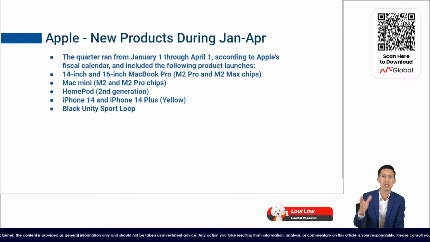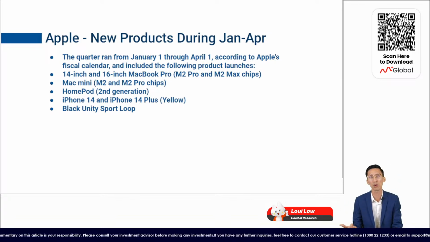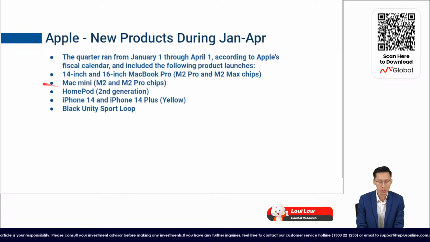So going into all these phases of smart automation, smart home kind of devices, I think Apple has one of the best automation products, or what I can say here is that to build your smart home automation devices, I think Apple has a very good ecosystem to do that. Okay, so you can use HomePod, you can use Apple iPad and things like that. Okay, iPhone 14, iPhone 14 Plus also being launched, and this Black Unity Sport Loop is the iWatch.